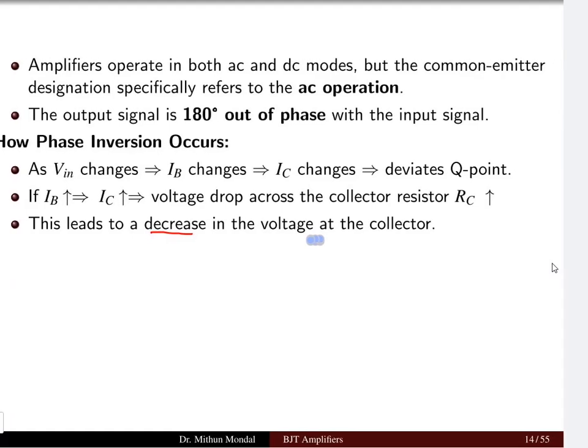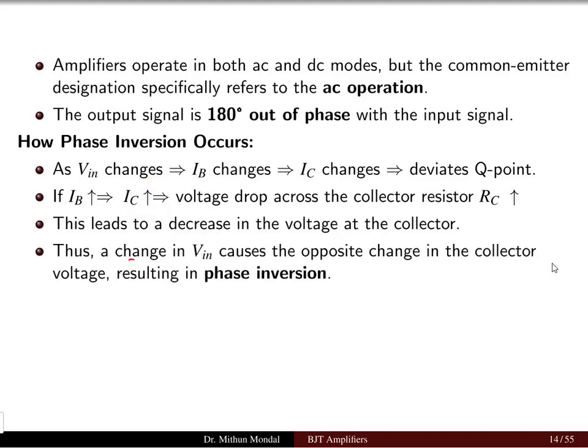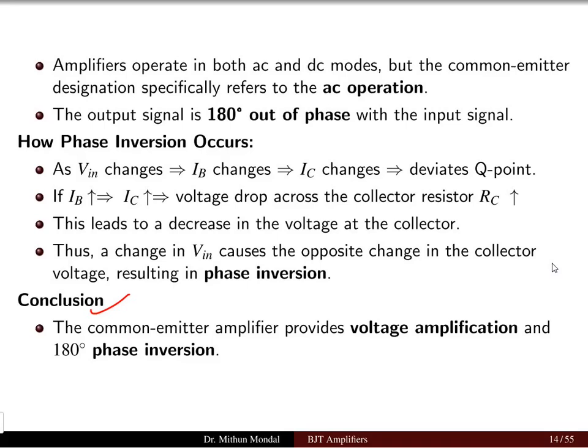So due to the increased collector current, there is a decrease in the voltage at the collector because you will have a certain drop. Thus a change in the input voltage causes the opposite change in the collector voltage, which results in the phase inversion of the transistor. So what is the conclusion? The common emitter amplifier provides voltage amplification. You will get a voltage which is larger at the output than the input, but the output will have a 180 degree phase inversion.